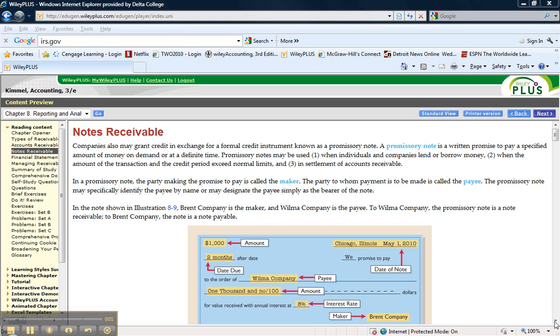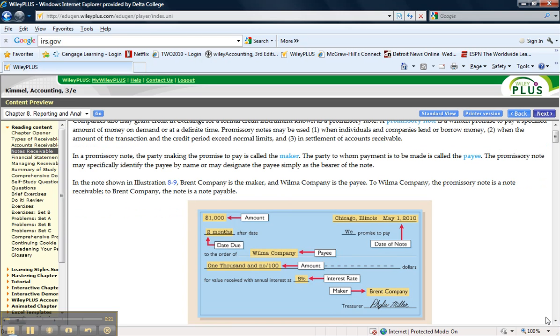Another kind of receivable in this chapter is notes receivable. This is basically borrowing money. Well, it can take place and it can arise from a few different types of scenarios, but they're kind of like accounts receivable. Somebody owes you money, but these things come with interest, and they come with a promissory note where both parties are identified on the note.